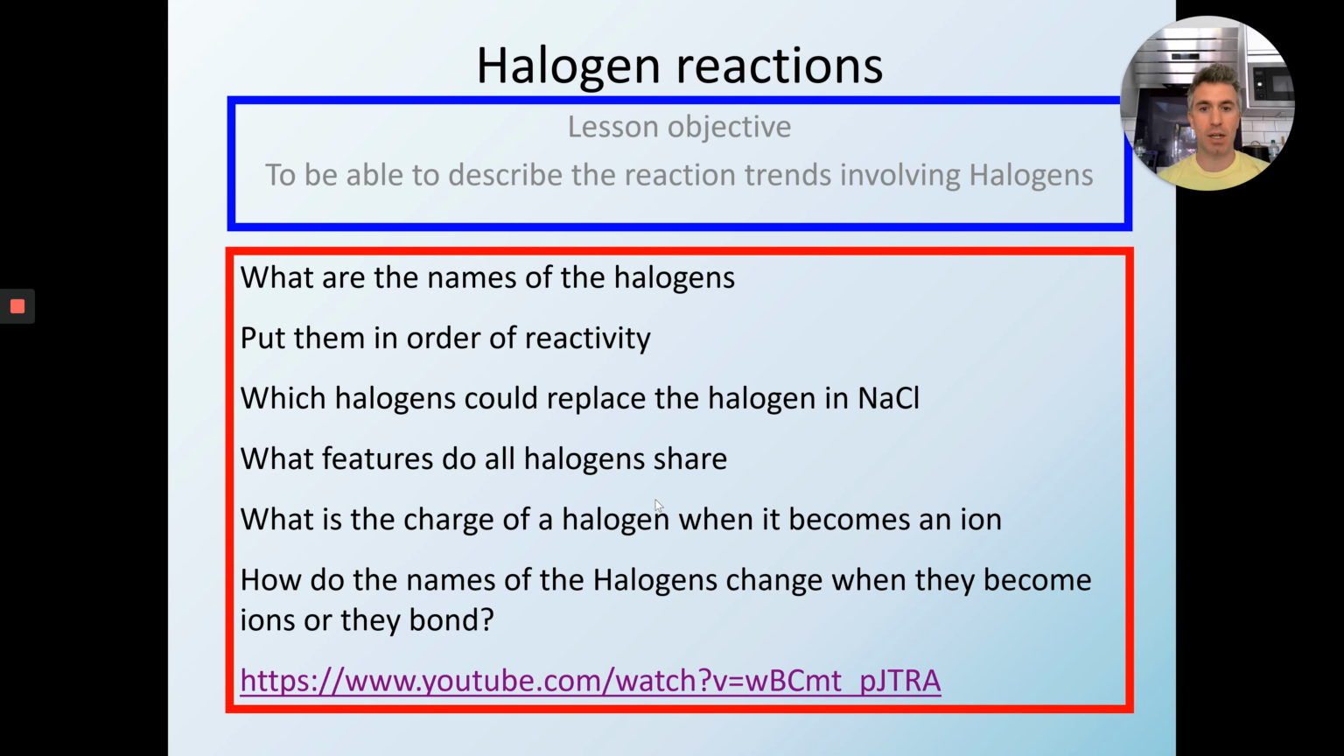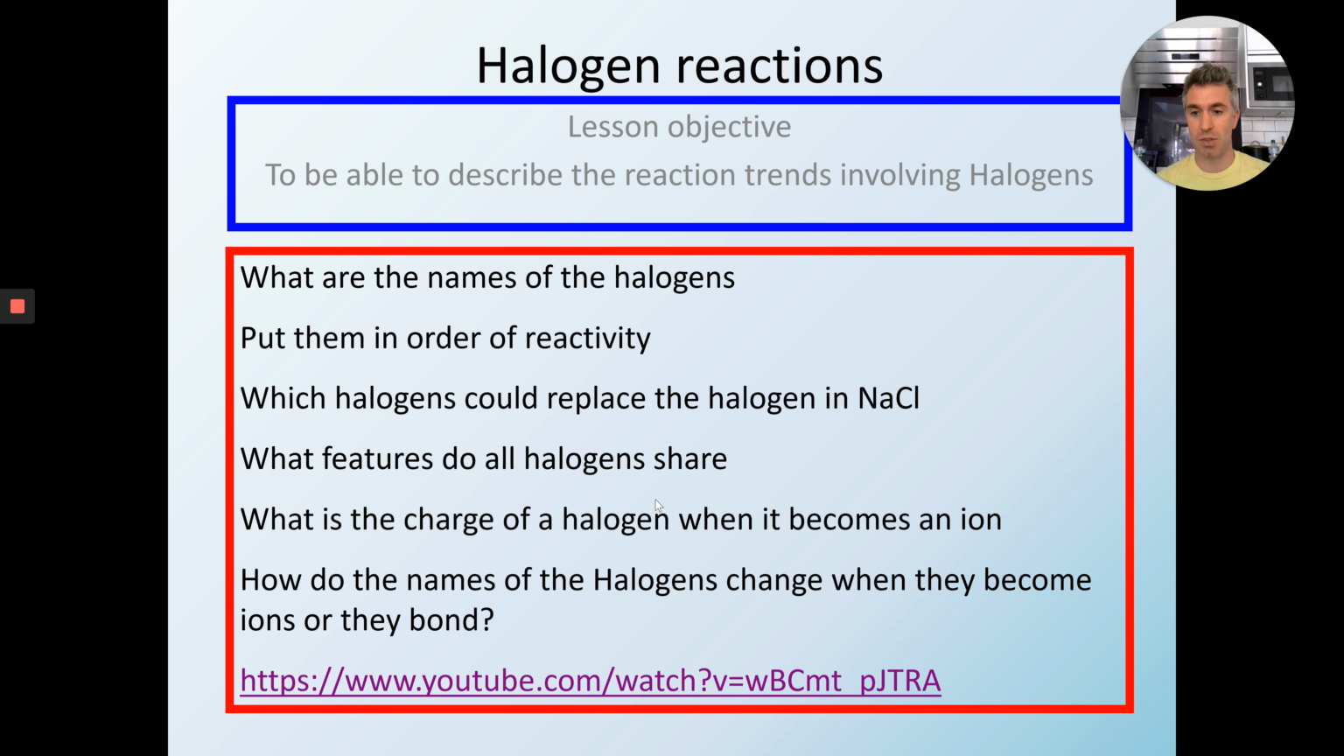It's 9 o'clock. It's time for halogen reactions. So, in the last lesson, you learned about halogens, their properties, and why they are the way they are, why they are so reactive. Today we're talking about some of the reactions that they have. So we know they're reactive. Let's look at some of the reactions.